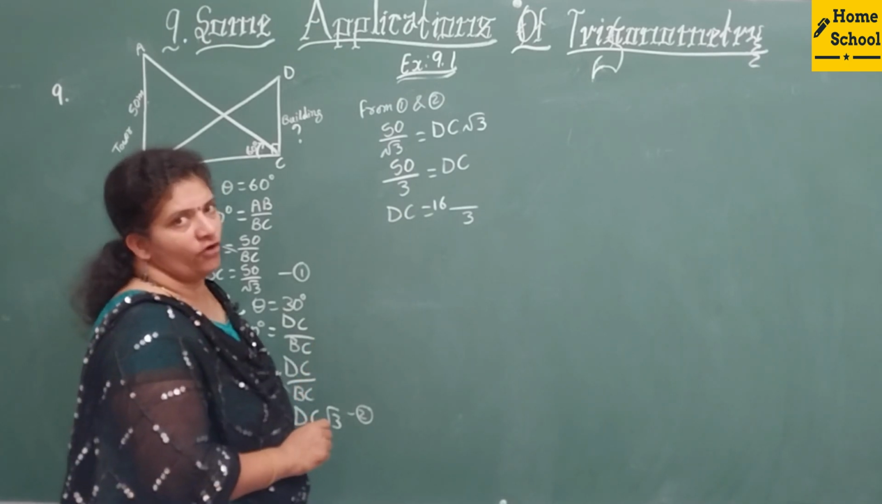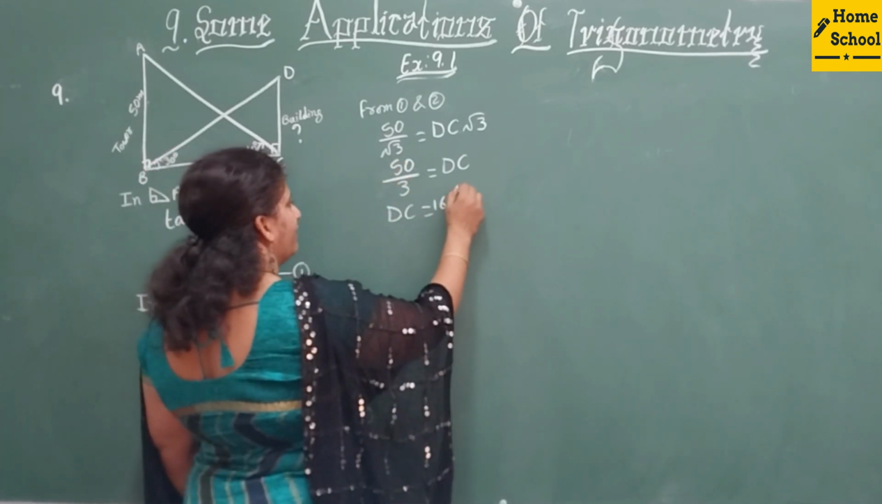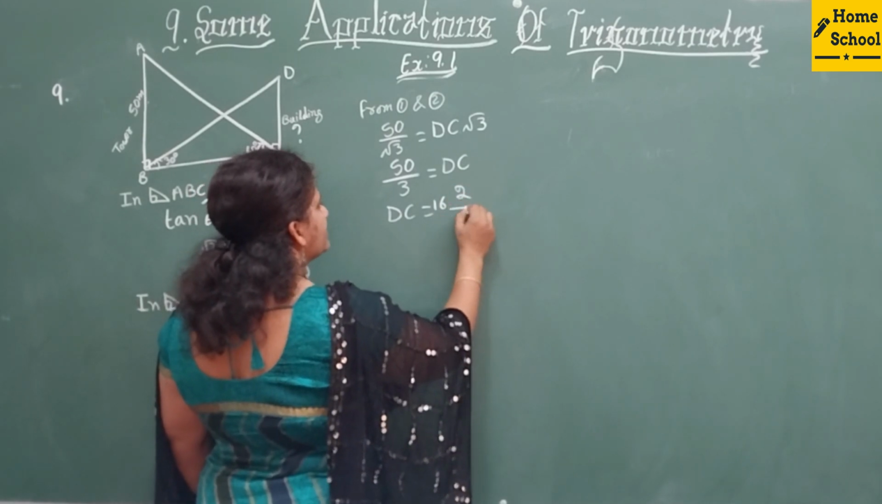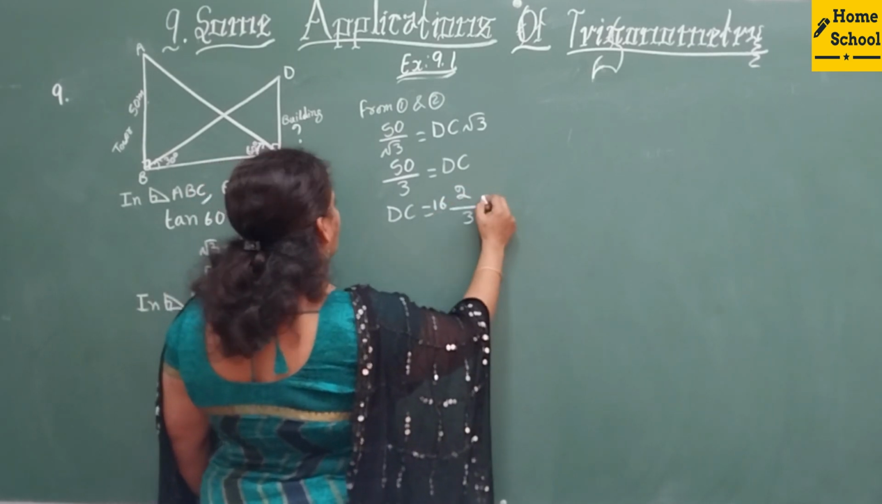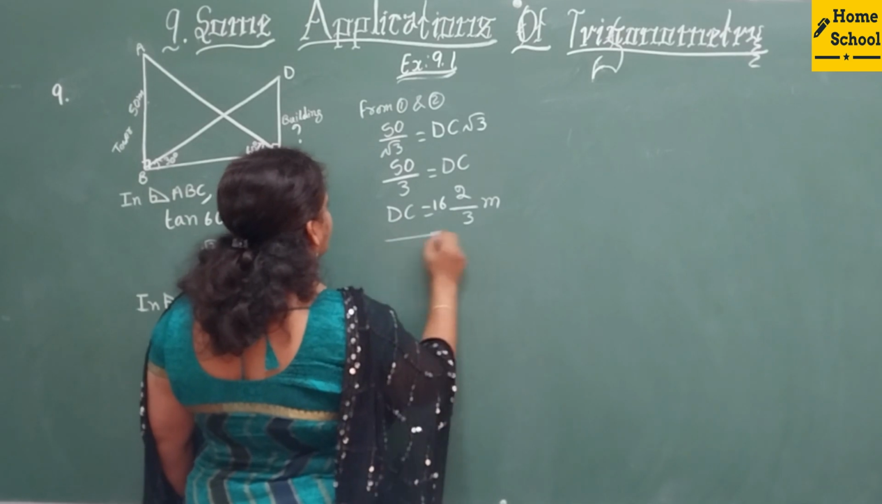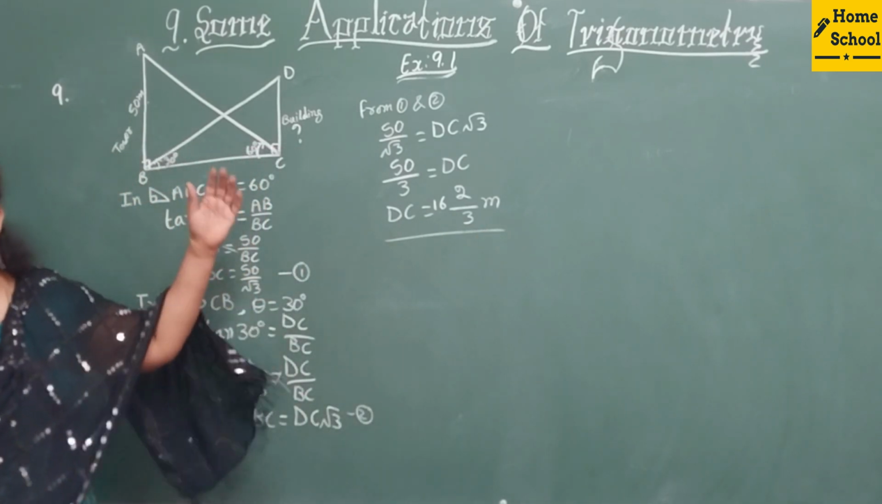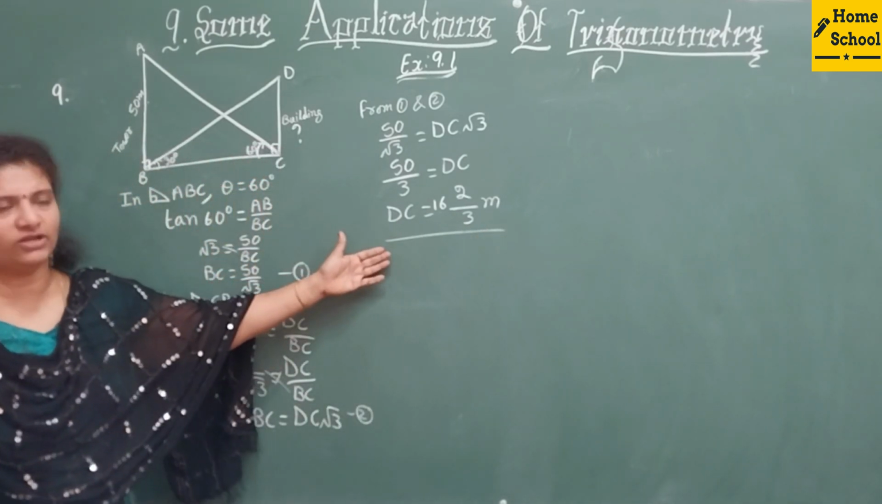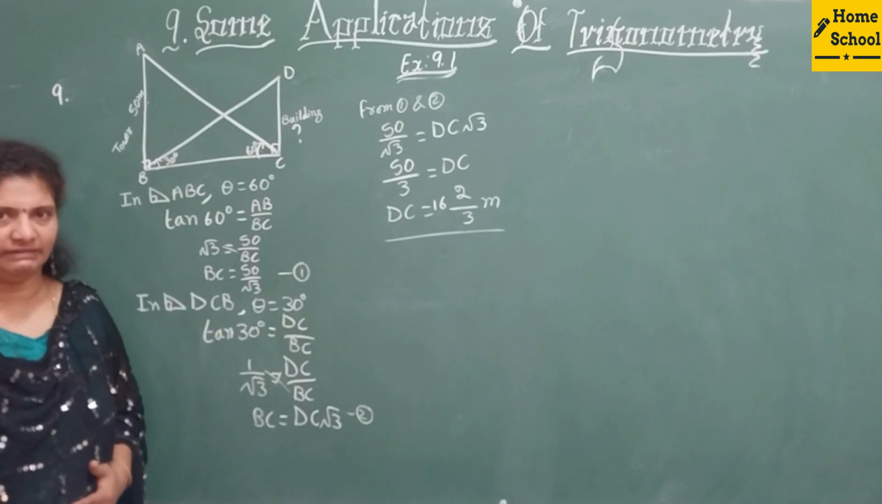16 threes are 48. 50 minus 48 will be 2. So what is this mixed fraction? 16 whole 2 by 3 meters. Therefore, what is the height of the building? Height of the building is equal to 16 2 by 3 meters.